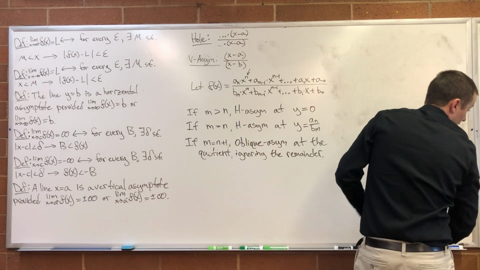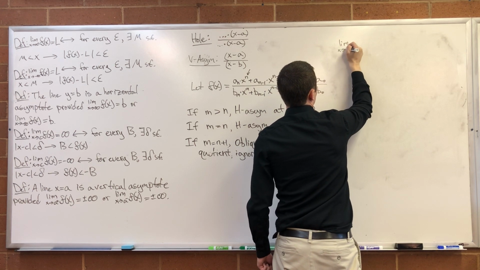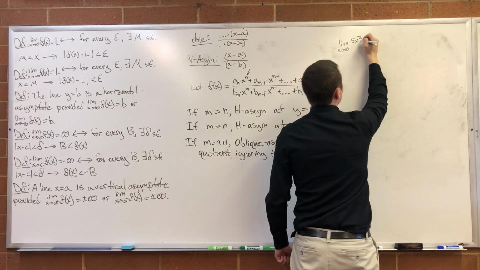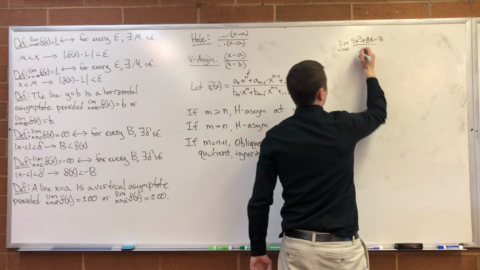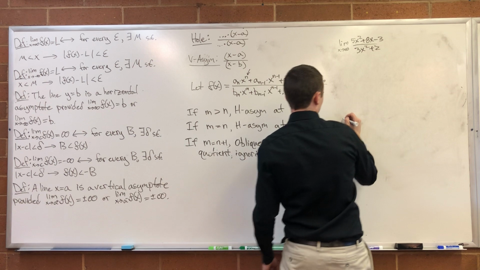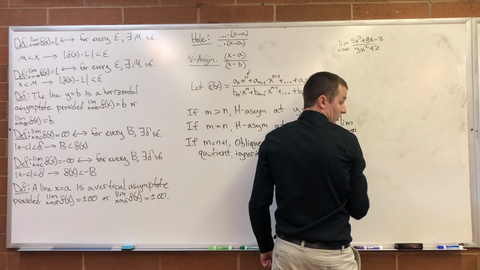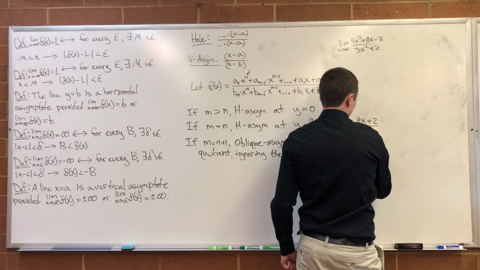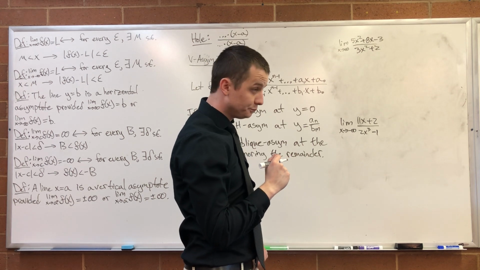So now we'll look at the limit as x approaches infinity of 5x squared plus 8x minus 3 all over 3x squared plus 2. So we'll look at this limit, and then we'll look at the limit as x approaches negative infinity of 11x plus 2 over 2x cubed minus 1. Good? Okay.